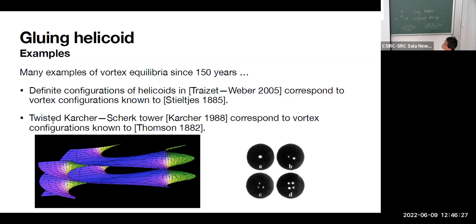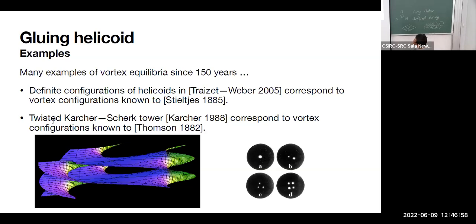And some examples. So first, one example found by Tuzet and Weber corresponds to a vortex configuration known in 1885. That's a lot of years. Are those the ones given by zeros of Hermite polynomials? Hermite polynomials, exactly. Actually, the 1885 work already used the Hermite polynomials. That's why interdisciplinary people should talk.